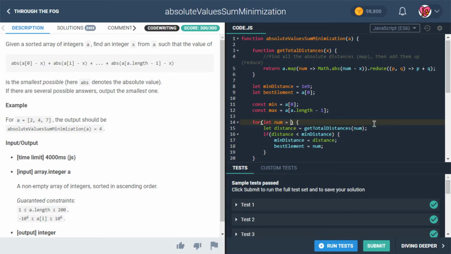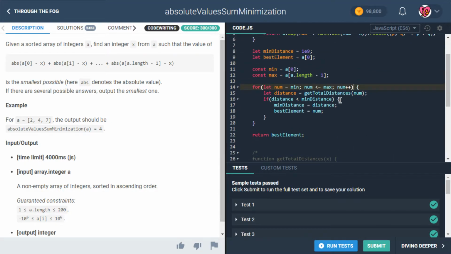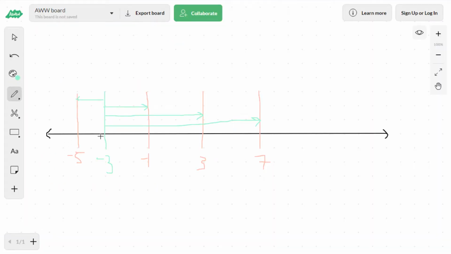Okay, and then instead of this, let num of a, we're going to say something like: let num be assigned the value of min, while num is less than or equal to max, num plus plus. And then, same thing, I guess, right? The number is basically just going from the minimum to the maximum. The reason I'm starting at minimum and ending at maximum is because if we were to put the number way beyond all these, it's just going to have a greater distance to all these.